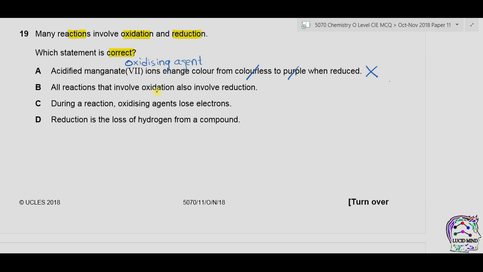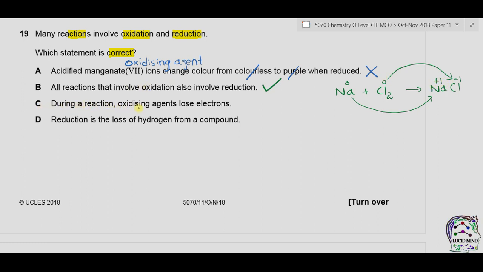B. All reactions that involve oxidation also involve reduction. This is true. For example, we have sodium that reacts with chlorine. Oxidation state of sodium is 0. For chlorine it is also 0. It forms sodium chloride. Now from 0 to plus 1 is oxidation and 0 to minus 1 is reduction.